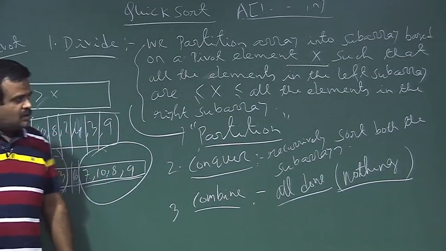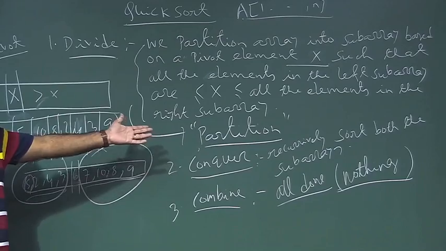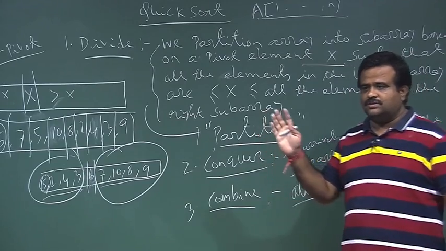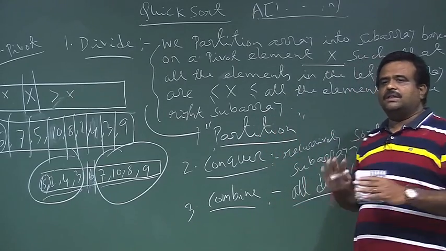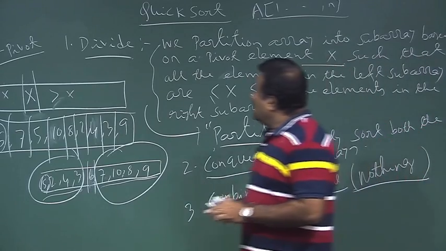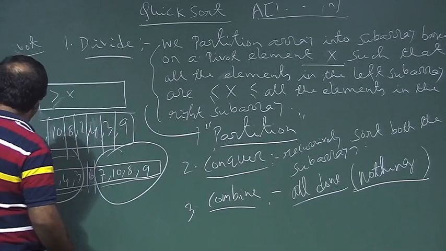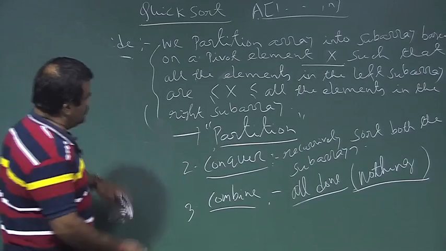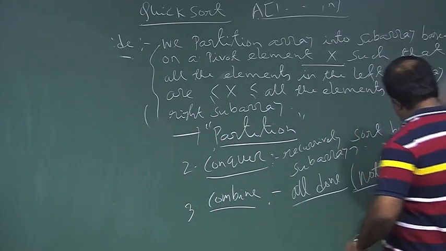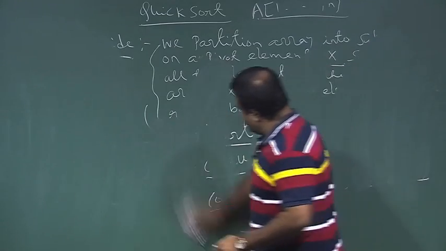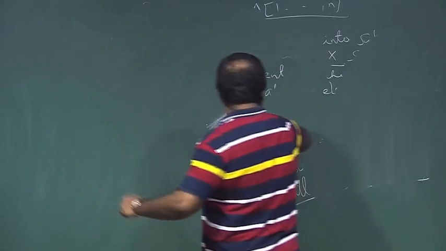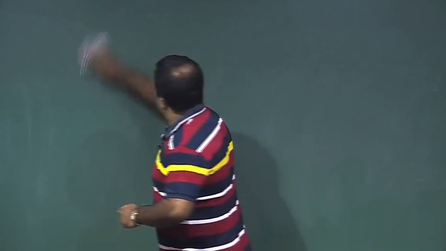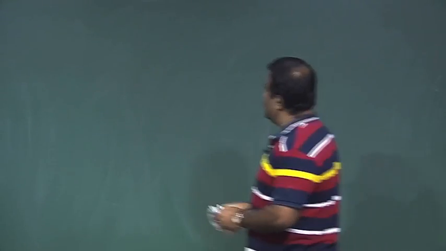Now, we talk about the partition algorithm. This partition subroutine divides the array into two subarrays such that all the elements which are less than x go to the left subarray, and all the elements which are greater than x go to the right subarray. And that should be done in linear time. Okay. So, let us write the pseudo code for partition.